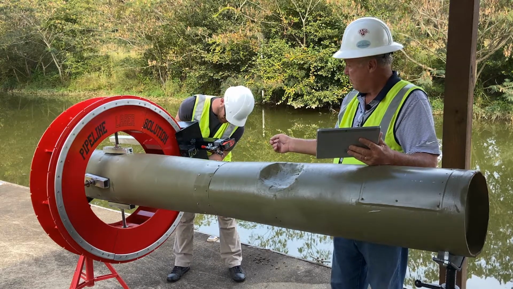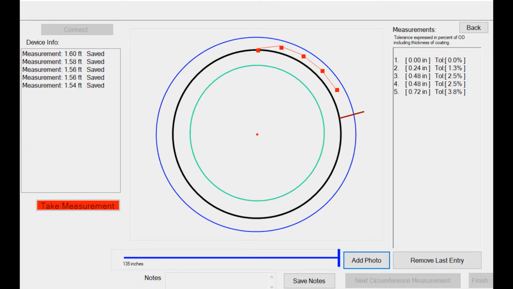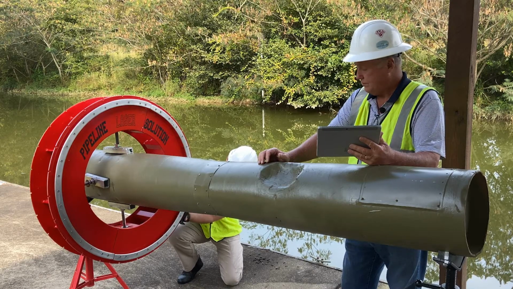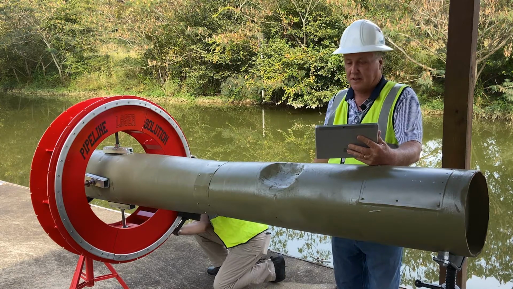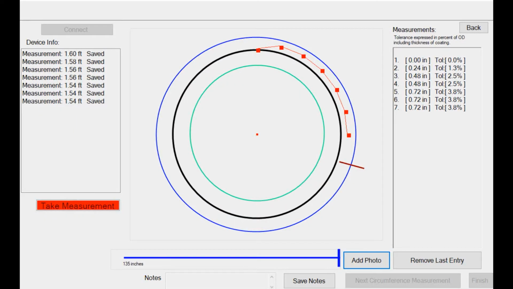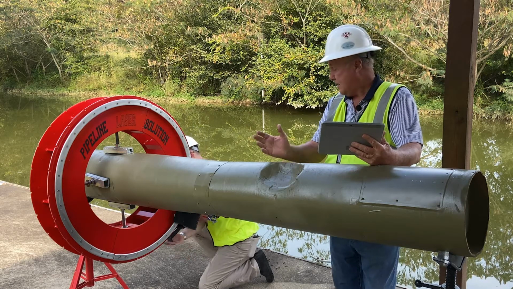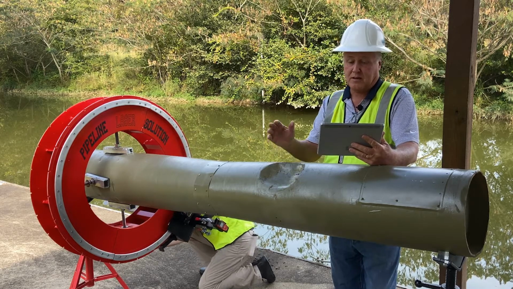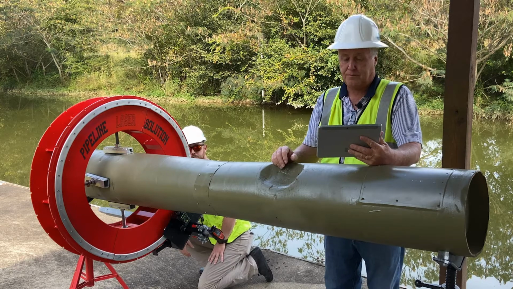Okay, you moved it. All right, take a measurement. As you can see, two people can easily do this work, and the training, maybe 2 or 3 hours of training, and they'll be up to speed. Okay, next.